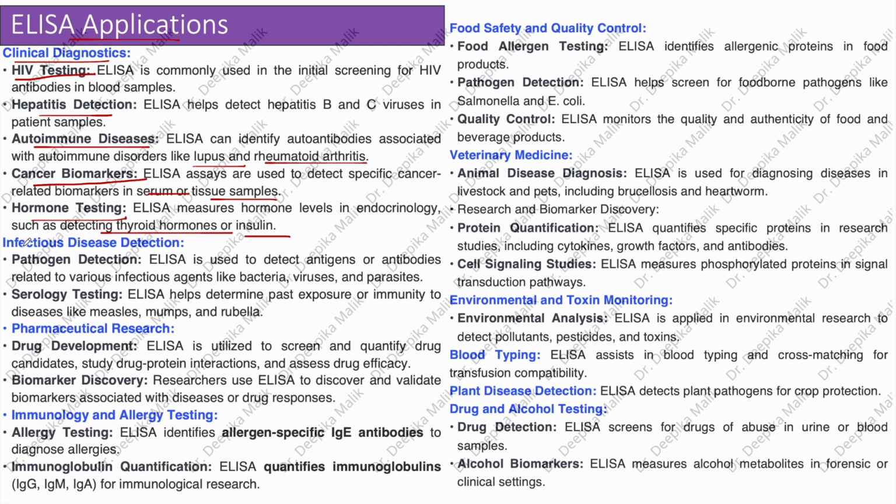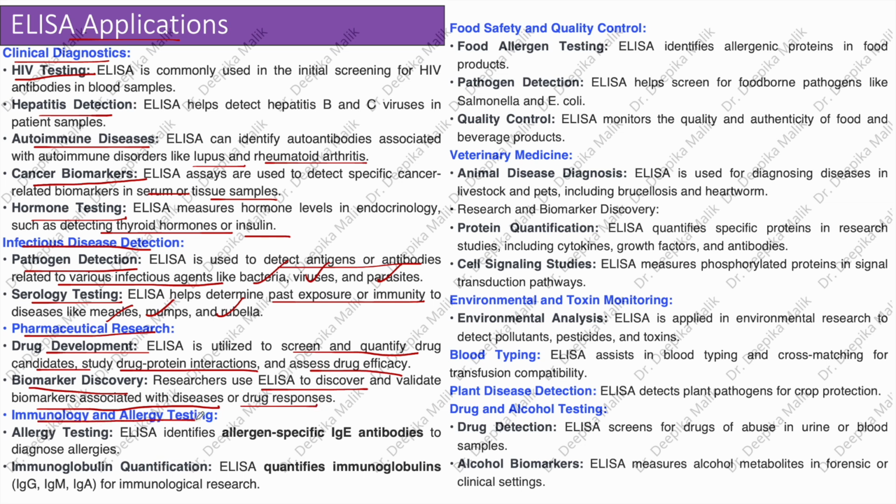ELISA is also used for infectious disease detection, like pathogen detection. It detects antigens or antibodies related to various infectious agents like bacteria, viruses, and parasites. Serology testing: ELISA helps determine past exposure or immunity to diseases like measles, mumps, and rubella. Pharmaceutical research: for drug development, ELISA is utilized to screen and quantify drug candidates, study drug-protein interaction, and assess drug efficacy. Biomarker discovery: researchers use ELISA to discover and validate biomarkers associated with diseases or drug responses.